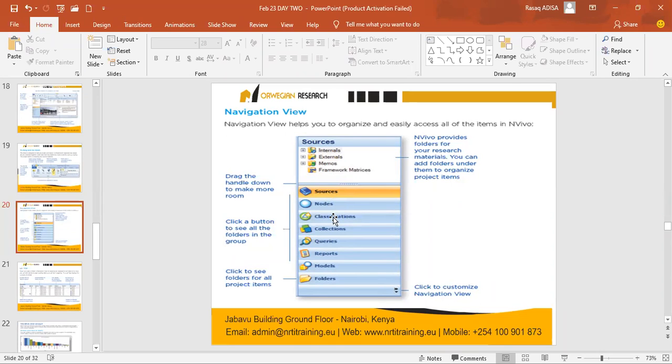Classification is like the demographics of the participant, which you can do. Collection is where all the analysis you are doing is kept. You can check them, you can copy them.